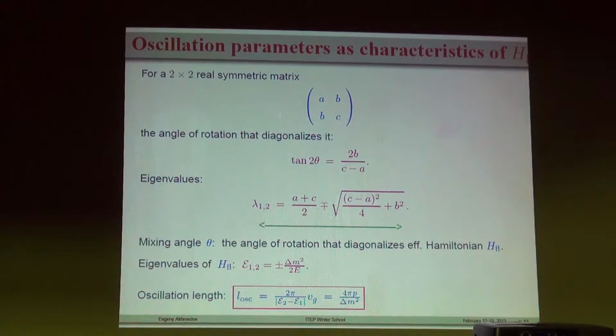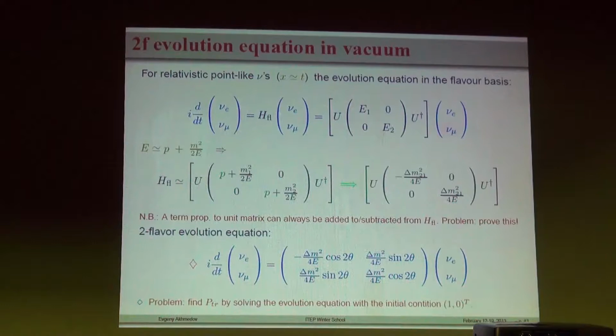And the eigenvalues of this matrix are given by half of the sum of the diagonal elements plus or minus the square root of this expression. So that's very useful for us. Now, as I said, the mixing angle is given by this expression, and if you go back to the Hamiltonian which I just discussed, you immediately find that indeed this mixing angle is the angle which diagonalizes this Hamiltonian.